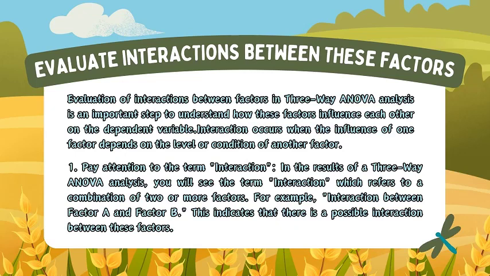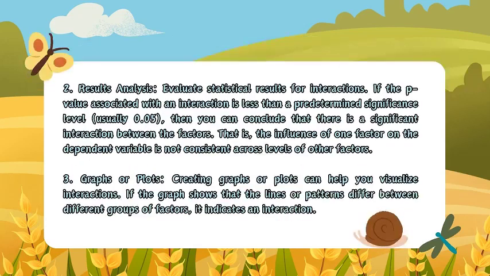Number 1, pay attention to the term interaction. In the result of a three-way ANOVA analysis, you will see the term interaction, which refers to a combination of two or more factors. For example, interaction between factor A and factor B. This indicates that there is a possible interaction between these factors.